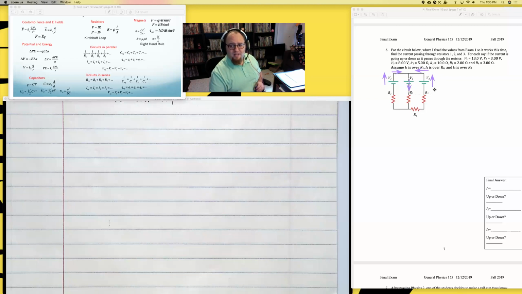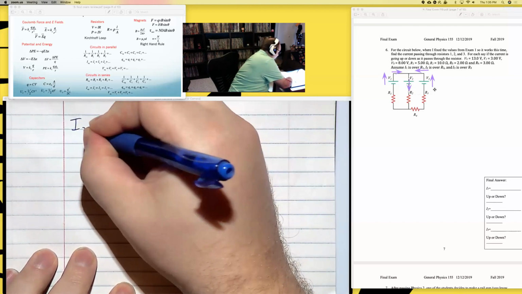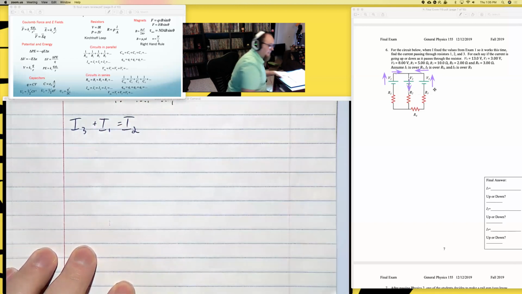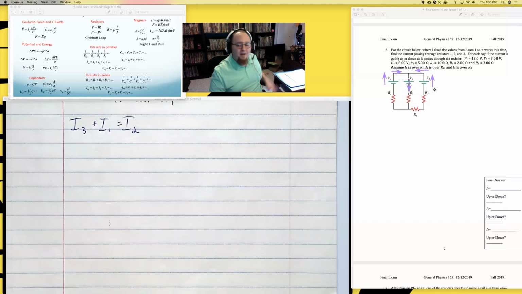And so what I'll say is the current going from 1 and 3 go into the junction and go out at 2. That means I3 plus I1 equals I2. And then I'll make my loops. There are 3 possible loops: the left loop, the right loop, and the big loop. And I'm going to pick 2 of them.